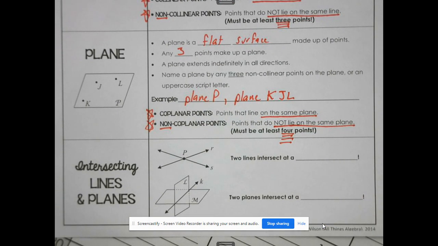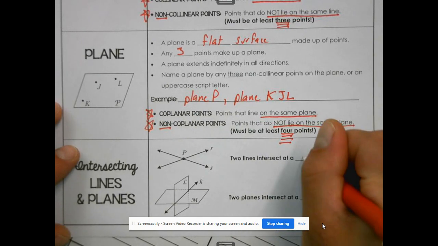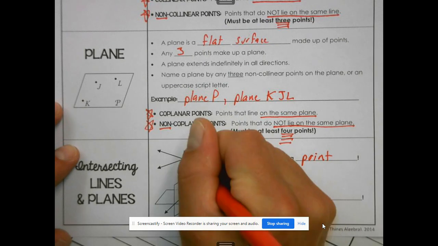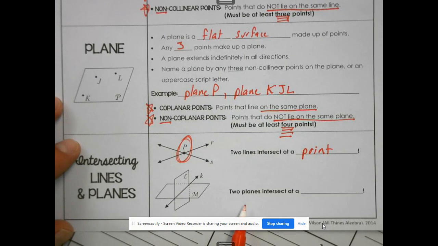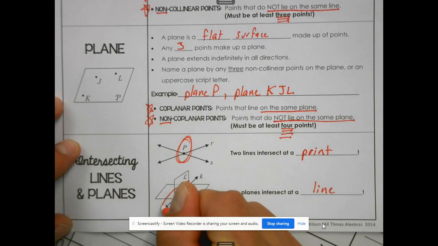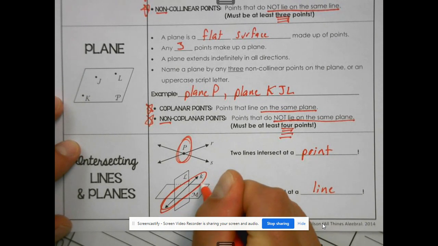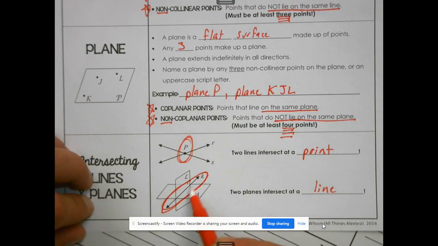Next section, intersecting lines and planes. Top one's 2 lines intersecting, bottom one is 2 planes intersecting. And when you're quizzing, guys, on the homework, you're going to be asked, where do these planes and lines intersect at? All right, so in this case, 2 lines will always intersect at a point. If you look at the diagram, they intersect right there at point P. 2 planes will always intersect at a line. And in this case, these 2 planes intersect at line K. So plane L and plane M intersect at line K.